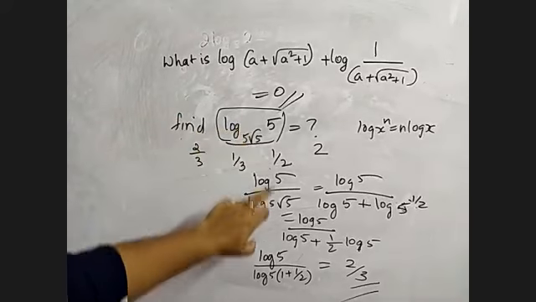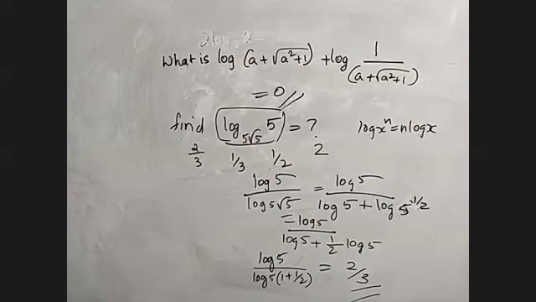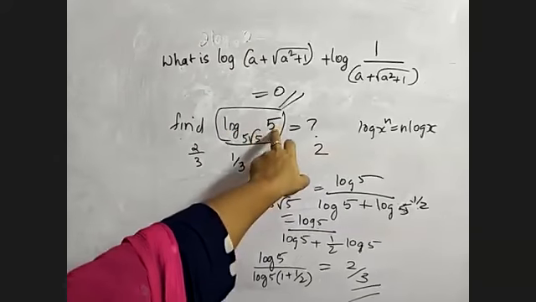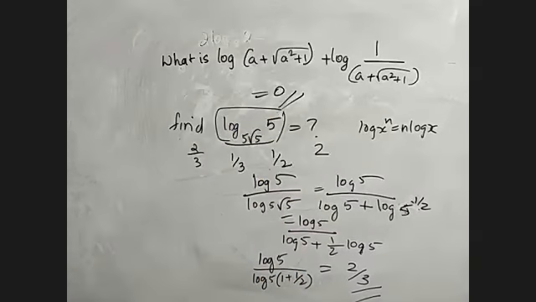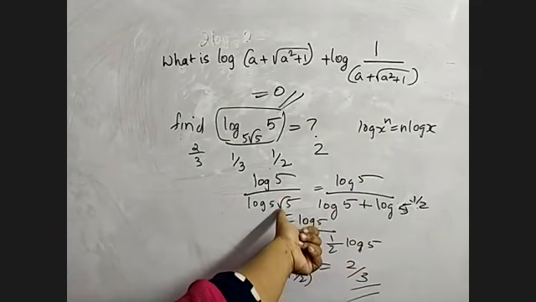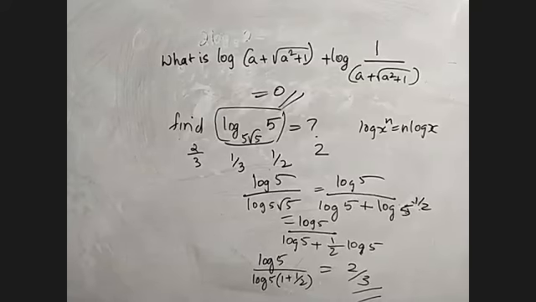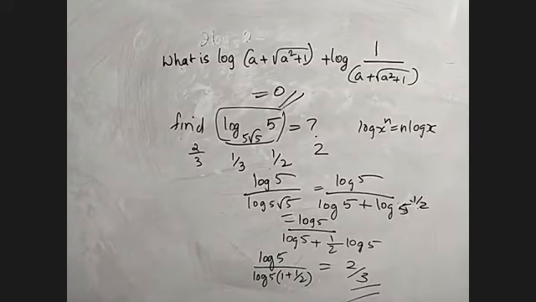So root 5, this we can write like this, log 5 by log 5 root 5. Okay. Log 5 root 5 base 5, so this one is log 5 by log 5 root 5. Then split this: this is 5 into root 5. So a plus b applied. Okay.